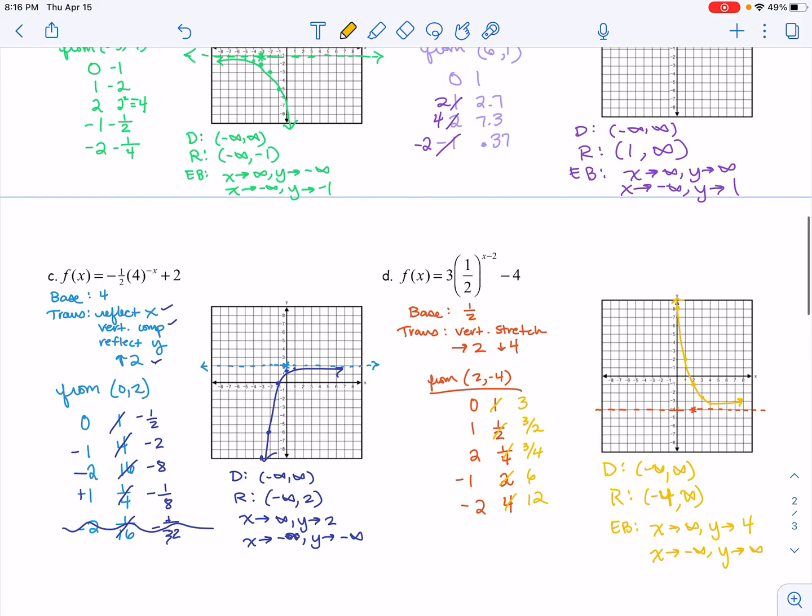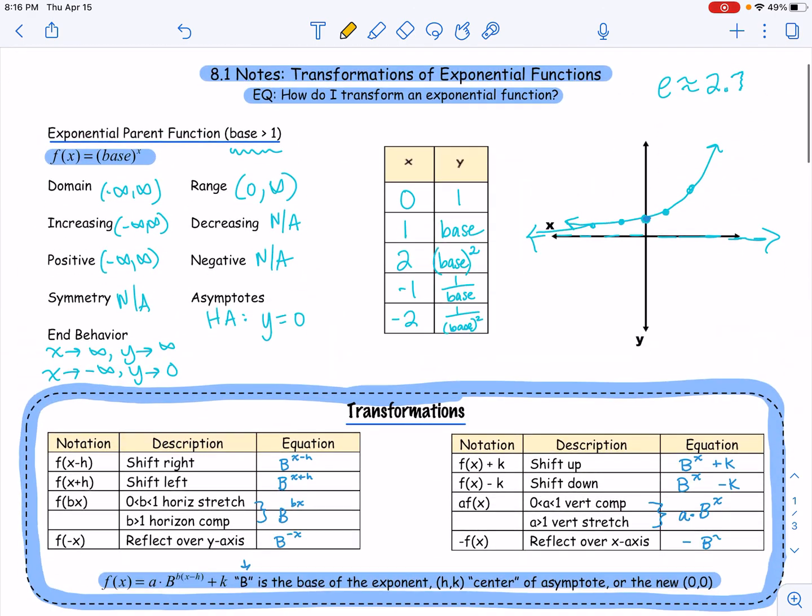Okay, so make sure you understand where your base is located, how it affects the graph, where transformations are, how they affect the graph, and then just study this pattern that it's always 0, 1, 1 base, 2 base squared, -1, 1 over the base, -2, 1 over the base squared. We'll talk more about this number in our next section, but that's about it.